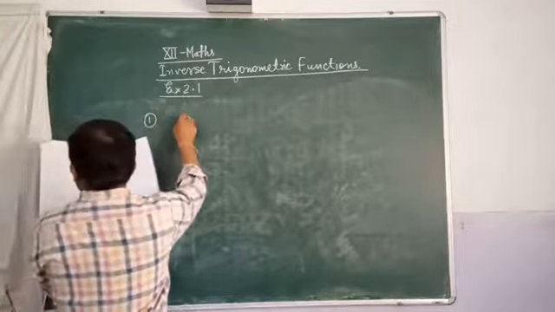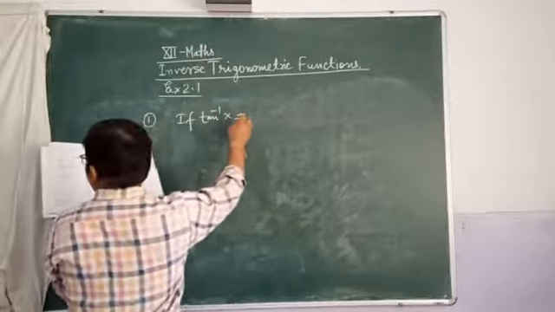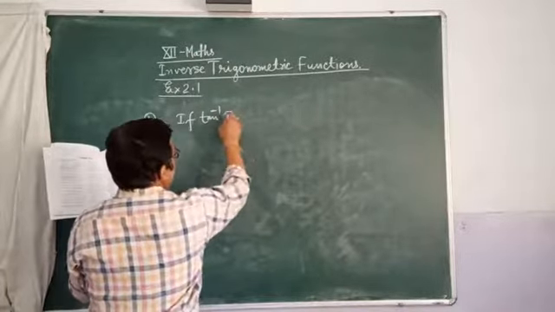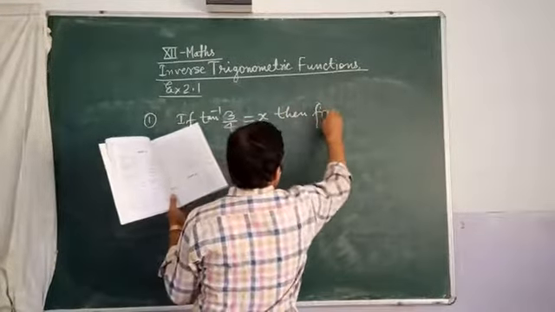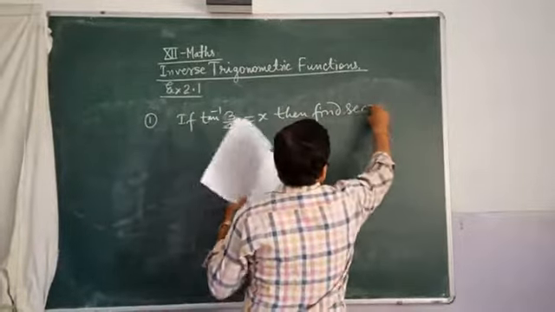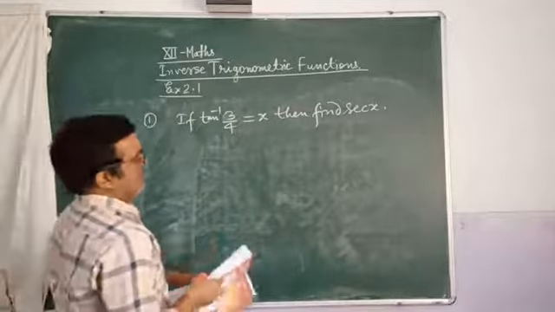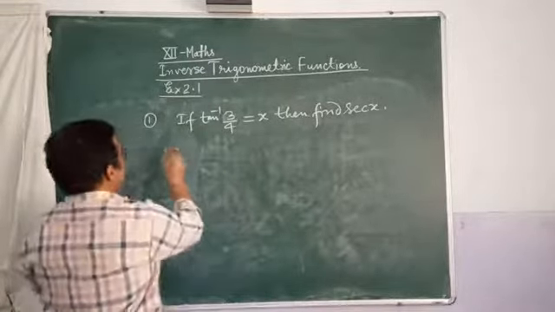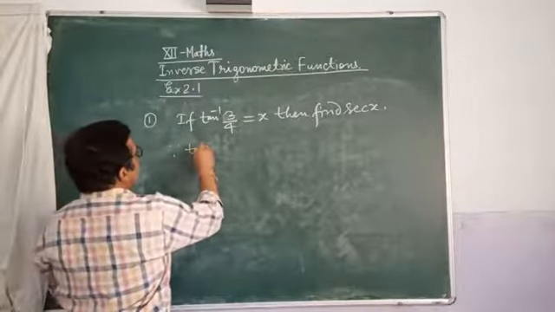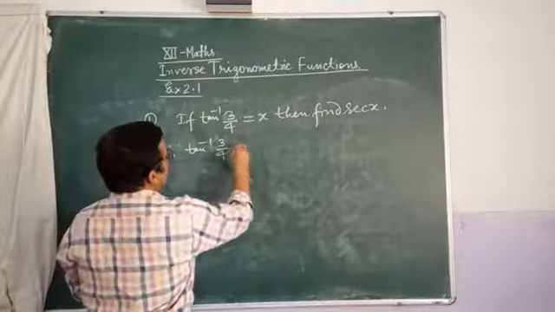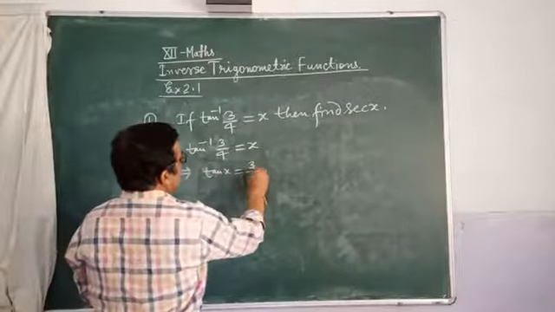The question is, if tan inverse 3 by 4 is equal to x, then find sec x. Find sec x, or other trigonometric ratios we can find. Let us suppose that it is given tan inverse 3 by 4 is equal to x. Therefore, it becomes tan x is equal to 3 by 4.